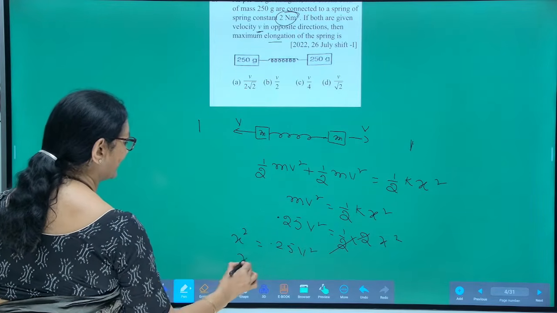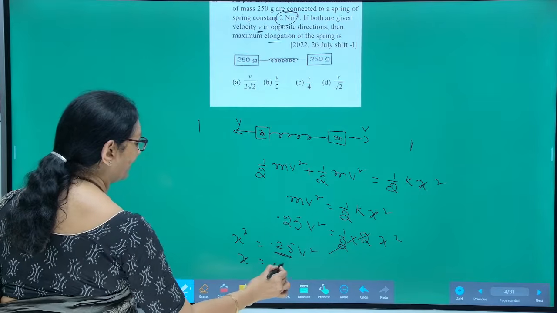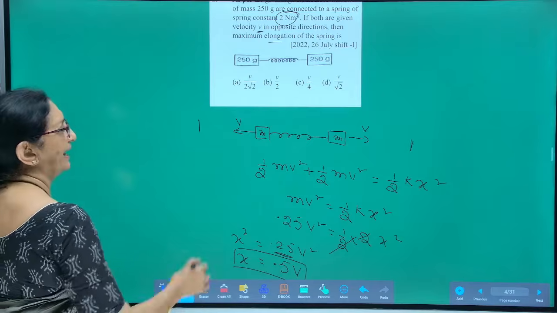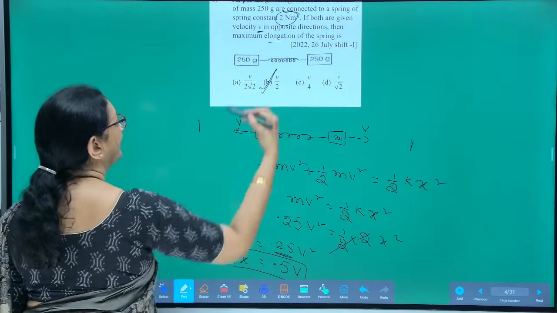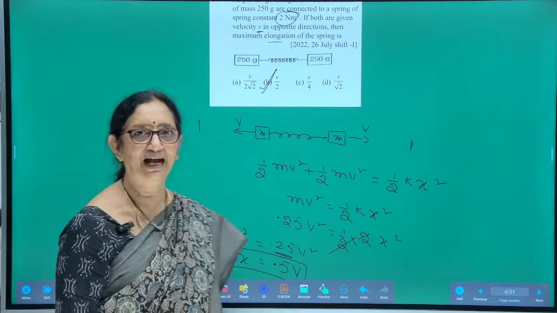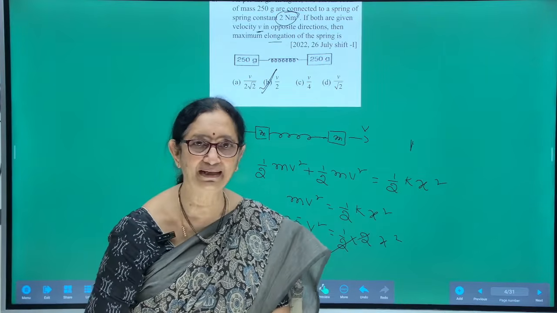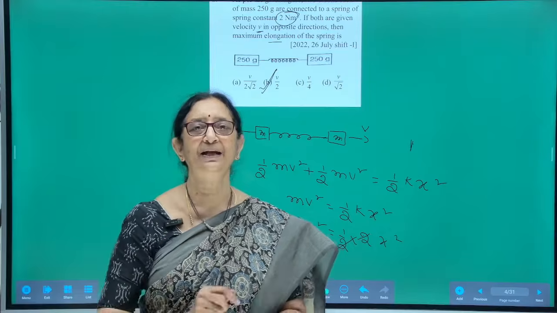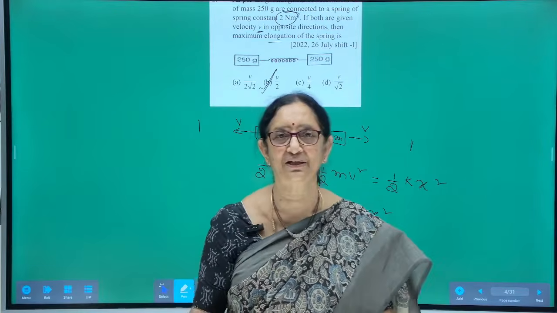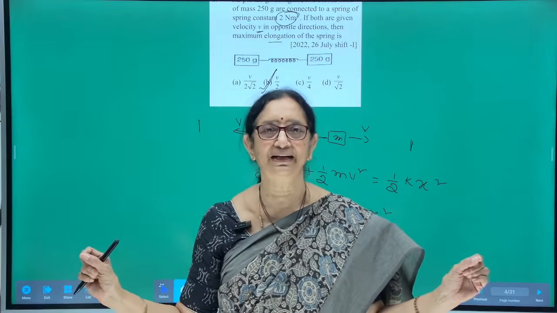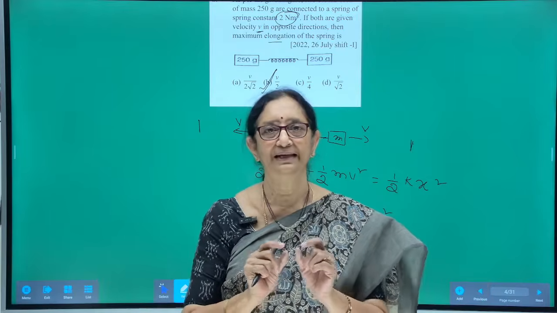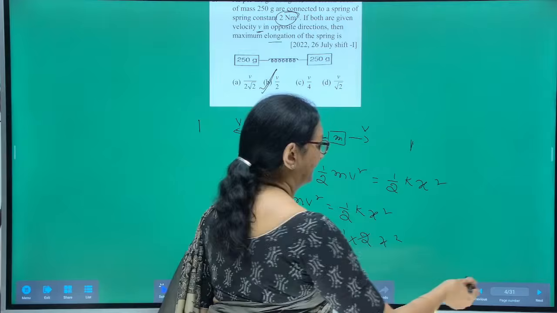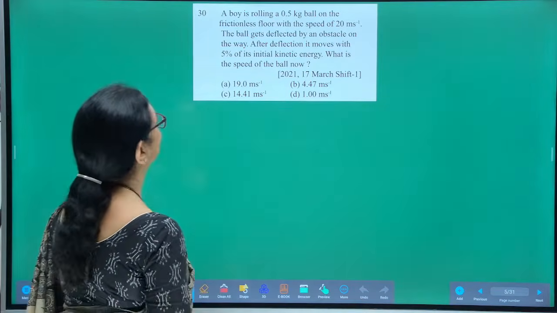So, x is equal to root of 0.25, which is 0.5 v. 0.5 is nothing but half, so it is v by 2. That is the answer. The concept behind this is that the lost kinetic energy of both the blocks will be converted into potential energy. When the two blocks are at their extreme position, the extension produced in the spring is maximum. Right? Move on to the next.